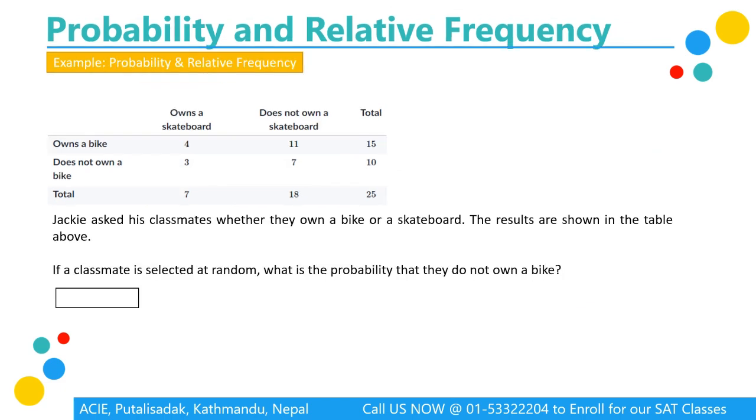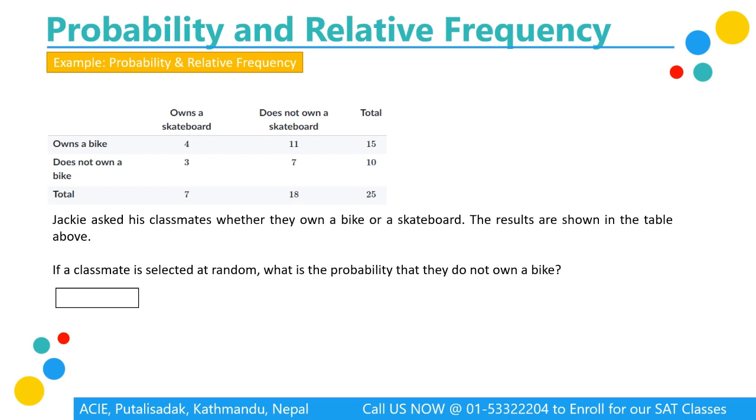Now, if you want to go into probability, a question like this can be asked. Jackie asked his classmates whether they own a bike or a skateboard. The results are shown in the table above. If a classmate is selected at random, what is the probability that they do not own a bike? So in this case, we need to find the probability that a classmate chosen at random would not own a bike.